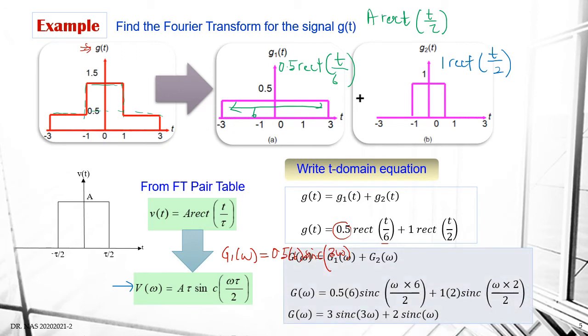So g(t) equal to G(omega) is a summation of G1 and G2 in frequency domain, as discussed just now. You have the A multiplied with tau sinc(omega tau over 2) for the first signal, with tau being 6. For the second signal, A is 1 and tau is 2, so A tau sinc(omega tau over 2). Simplify the equation, and the Fourier transform of g(t), G(omega), is given by this equation.